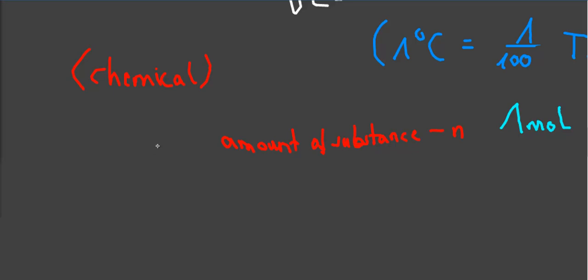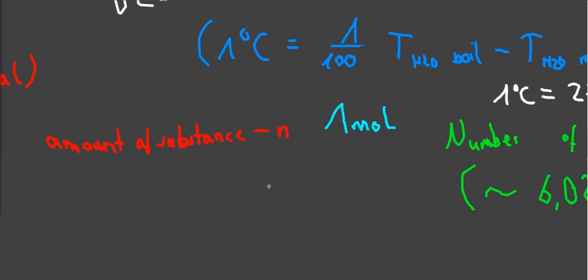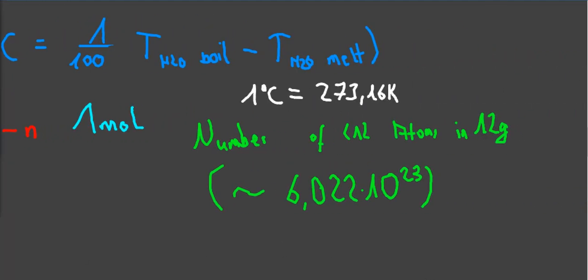One of the certainly weirder definitions is the chemical amount of substance. In German we call it the Stoffmenge, and it's called with a symbol n, and it's 1 mole. And 1 mole is the number of atoms of C12 in 12 grams of C12, and that's about the Avogadro's number, which is 6.022 and some other digits times 10 to the power of 23.